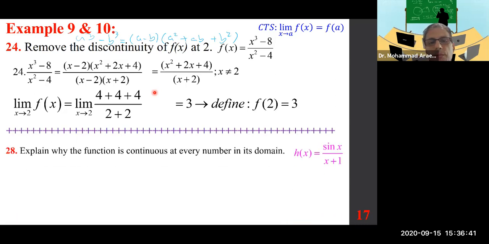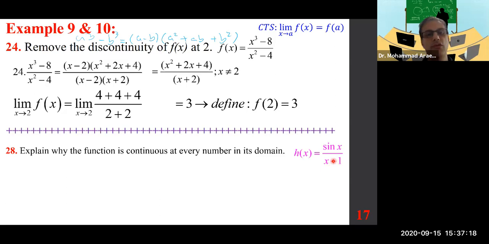Why is this function continuous at every number in its domain? It's important to see what the domain is first. You're looking at the combination of a function, a sine, and a rational function. The function sine has a domain of all real numbers. And the portion with the x plus 1 in the denominator, 1 over x plus 1, the domain is all real numbers except negative 1. Whatever makes the denominator 0, that means x equals negative 1, has to be excluded.